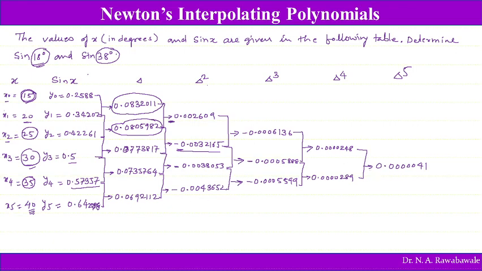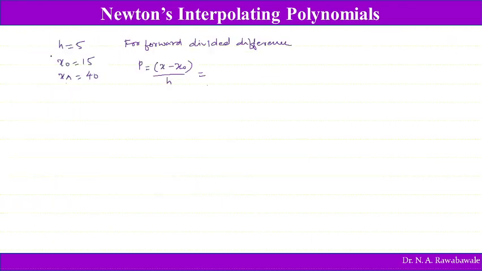So now for sine 18, x is equal to 18 we consider. So x is equal to 18 and x naught is equal to 15, divided by h is equal to 5. That is nothing but 0.6. So p is equal to 0.6 we got for forward difference.